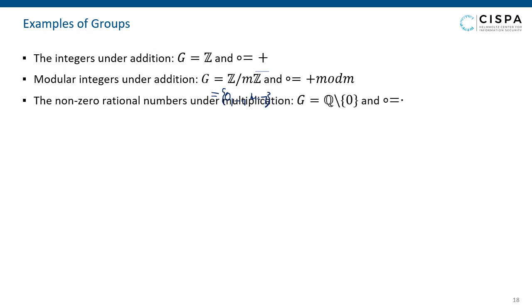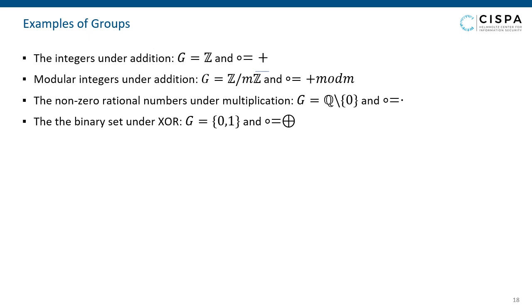Let's erase this maybe. So the third example are the non-zero rational numbers under multiplication. Here our set G is just the rationals without 0, and the group operation is multiplication. The identity element in this group is 1, and forming inverses are just multiplicative inverses. And again, this is not a finite group.